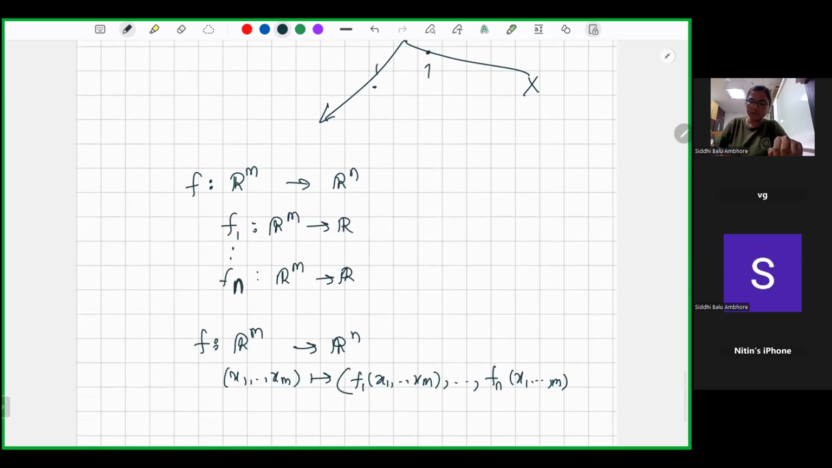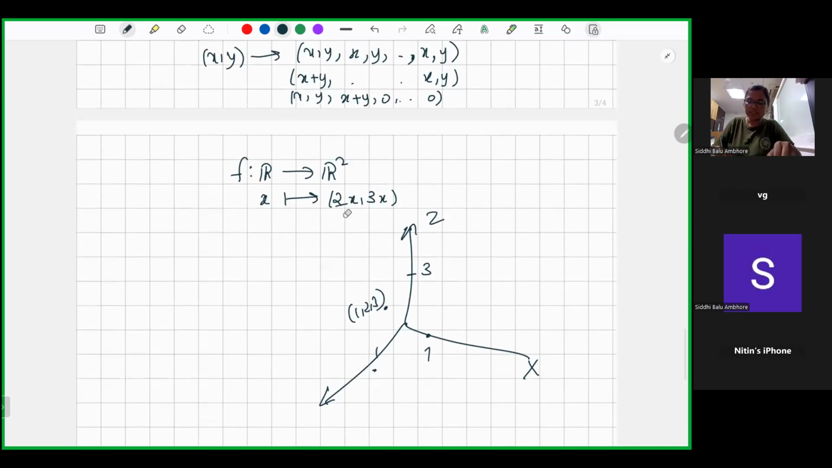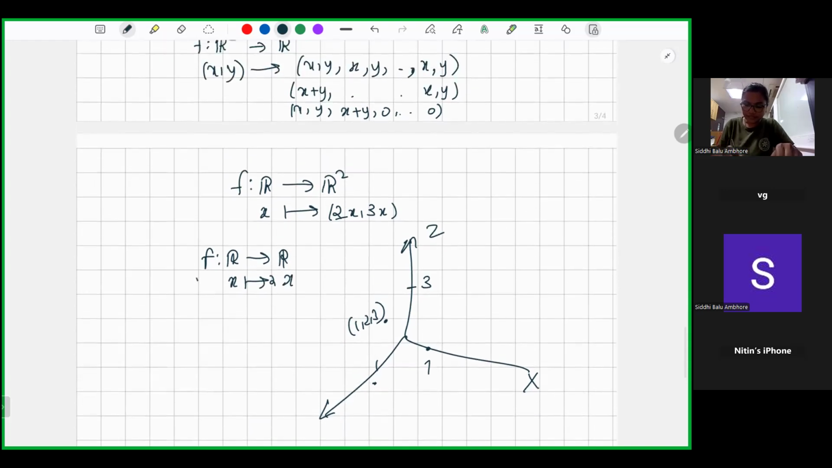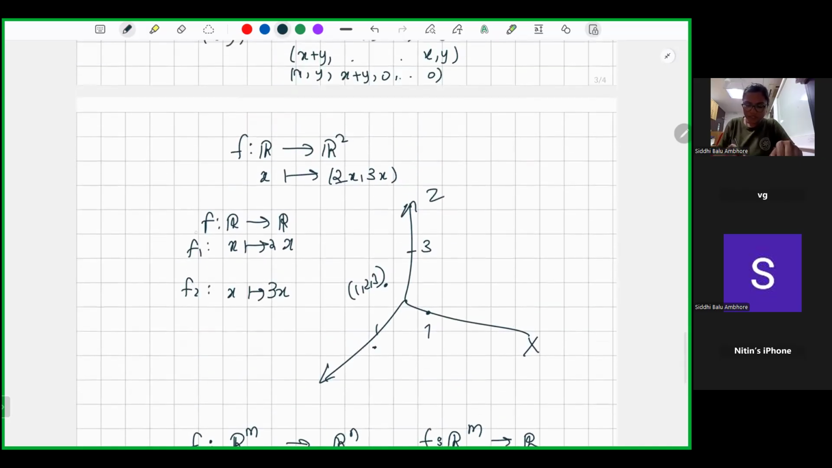So each time what you are doing is defining f from Rm to R. For example, for this 2x and 3x, I'm defining f1 from R to R such that x goes to 2x, and my f2 is x going to 3x. Then my original function f now becomes f from R to R2, as f of x is going to (f1 of x, f2 of x).